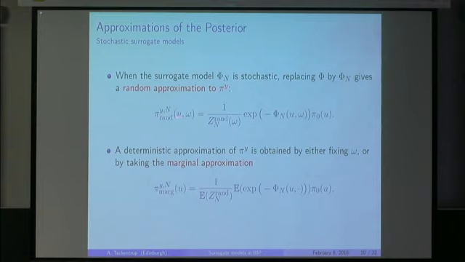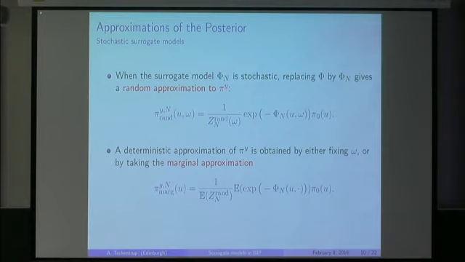So if you don't want that, then you can get a deterministic approximation of your posterior either by fixing omega. If you fix omega here, you just take one realization of your random surrogate model phi n. That would give you a valid approximation. Or you can also take what we call the marginal approximation, where we're integrating out over omega. Here we're taking the expected value with respect to omega of the likelihood, and then the correct normalizing constant is in fact just the expected value of the normalizing constant that we had here.